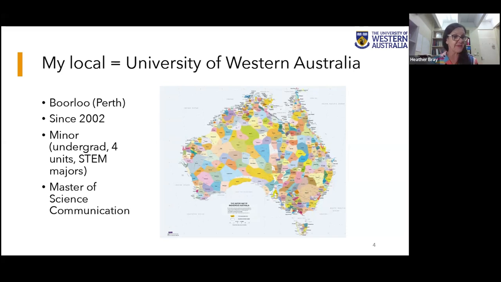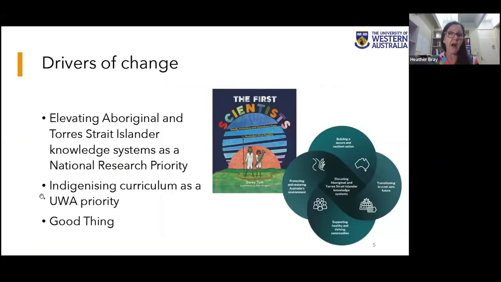Next slide, please. So why am I decolonising the curriculum? Why am I introducing Indigenous knowledges into the science communication curriculum? Well, firstly, we now have in Australia elevating Aboriginal and Torres Strait Islander knowledge systems as a research priority. This is one of our national priorities now for all research, including science, which is going to be a huge challenge for us. And maybe we have time to talk about that later.